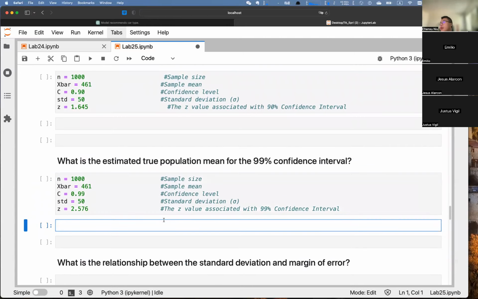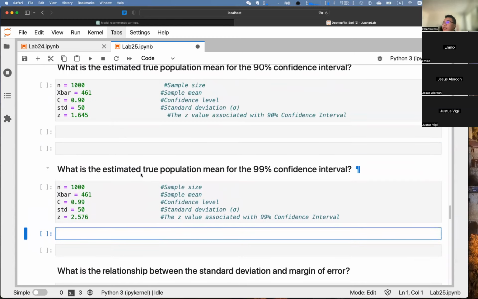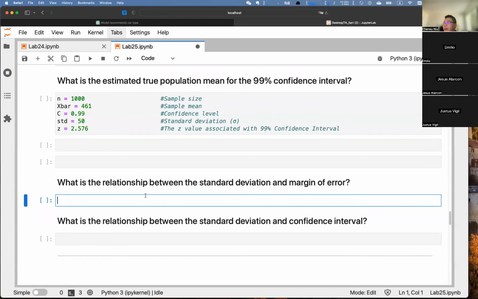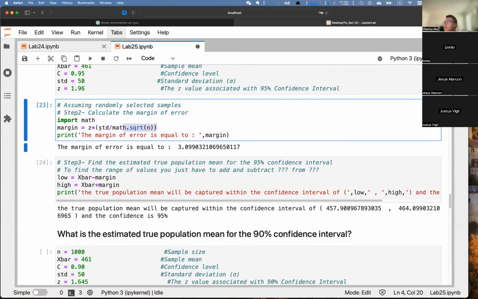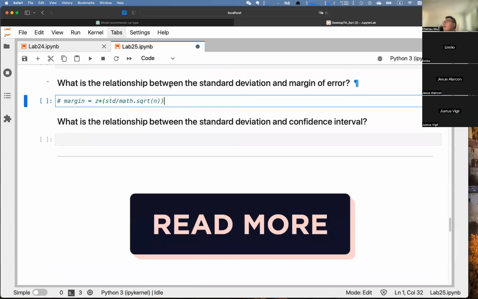And you know how to solve the problem, right? And what's the relationship between the standard deviation and the margin of error? So you need to finish the last two examples and answer the last two questions. What is the relationship between the standard deviation and margin of error? What is the relationship between the standard deviation and the confidence interval? You can answer by using this one. It's a hint, right?